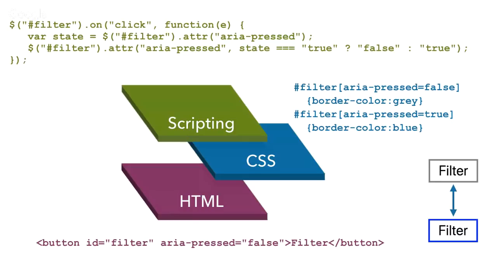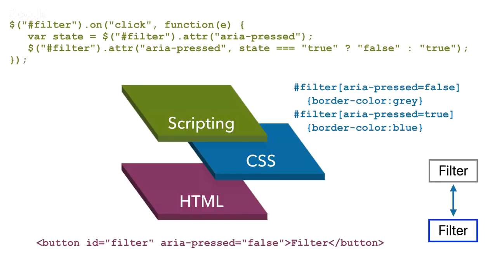We just change the border color. Give it a blue border to indicate that it's pressed or active, gray to indicate that it's not pressed or depressed and not active. And then some basic jQuery here that simply says when the user presses the button, determine what the ARIA pressed attribute is, and then toggle it. If it's true, set it to false. If it's false, set it to true.